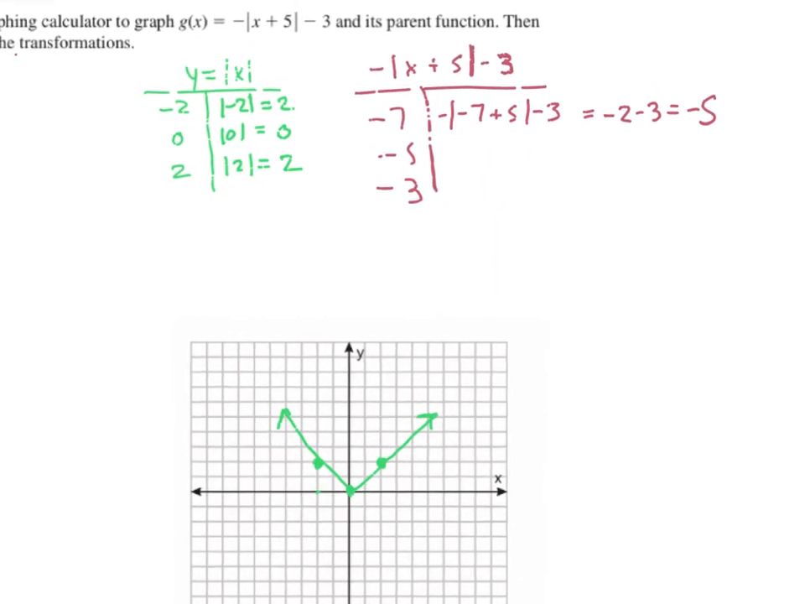Next, we're going to plug in negative 5. We're going to do the same thing. So we have the negative absolute value of negative 5 plus 5 minus 3. What's negative 5 plus 5? 0. What's the absolute value of 0? 0. And then what's a negative times 0? 0. And then what's 0 minus 3? Negative 3.